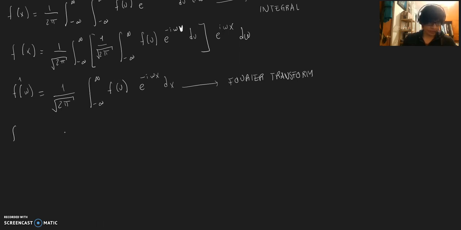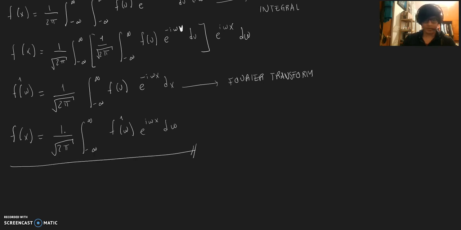Hence, we can also write another representation of f of x equal to 1 over the square root of 2 pi, integral from minus infinity to infinity, multiplied by the Fourier transform of the given function f of w multiplied by e to the iwx dw. And there we have yet another representation of the complex Fourier integral considering the Fourier transform of the given function f.